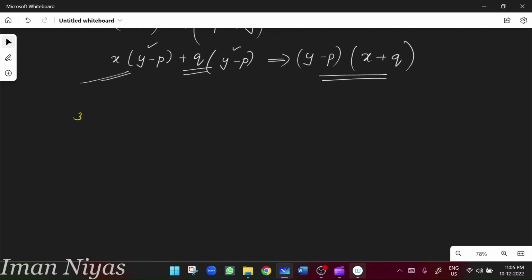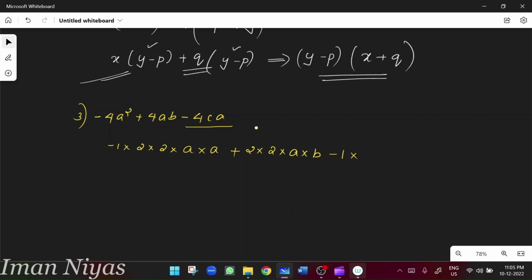The question is the third one, negative 4a square plus 4ab minus 4ac. As we have seen before, we are going to write the factorized form, that is in multiplied way. So negative 4a square, I told you negative 1 will be there as a factor, then 2, 2. For a square, the factors are a and a, right? Plus, again, 4ab, you can write it as 2 into 2 multiplied with a and b, right? So here it is negative 4ac. Negative, you should not neglect that. You should write that also. So negative 1 is one factor, then 2, 2, c, a.